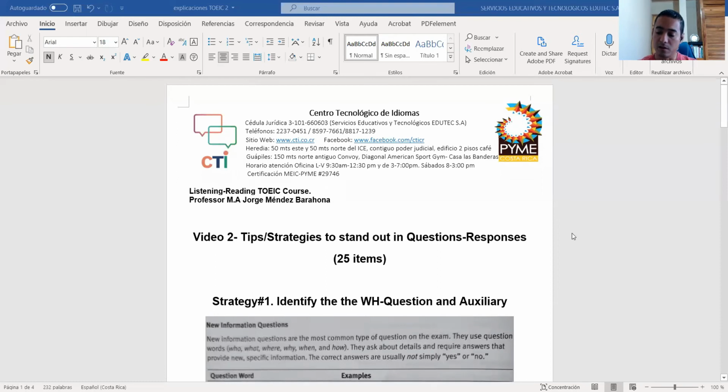So let me share. So this is the material that I prepared for you. Okay. Before I start, the second section, actually this is the second section, has a total of 25 items. So it's really important for you to score high in this section as well, and hopefully not to miss any point.